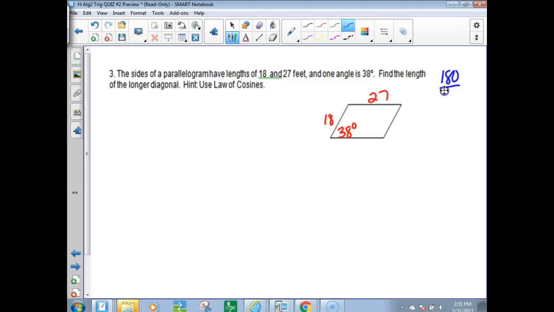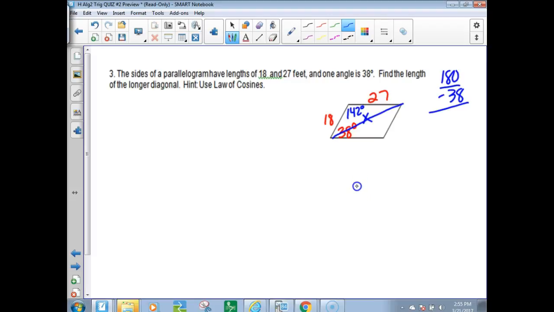180 minus 38, it's 142 degrees right there. All right, the question is saying to you, find the length of the longer diagonal. So that would be this one. So I want to find this.